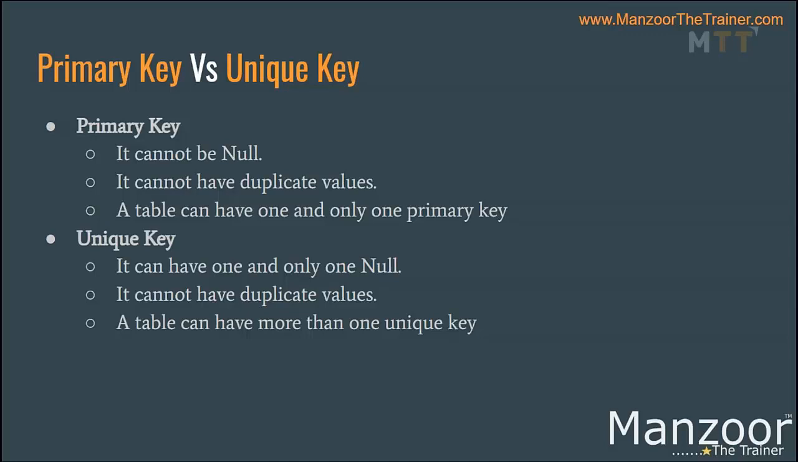But if you have multiple null values, then it is not a candidate key. Candidate key means that it should be unique. You getting my point? So in other words, a candidate key cannot have a null value. If a candidate key is a primary key, then it cannot have a null value. If a candidate key is a unique key, then it can have one and only one null value.